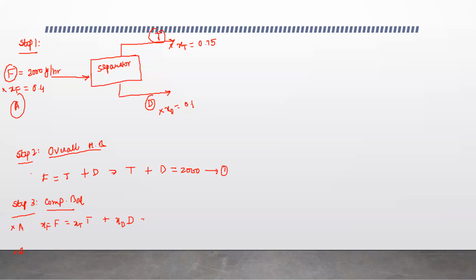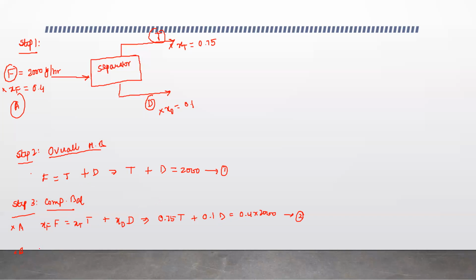So since we have XF F, XT T, and XD D, the equation becomes 0.75T plus 0.1D is equal to 0.4 into 2000. That is your equation number 2. Basically we have two variables, T and D, and we have got two equations, so we can solve the problem.